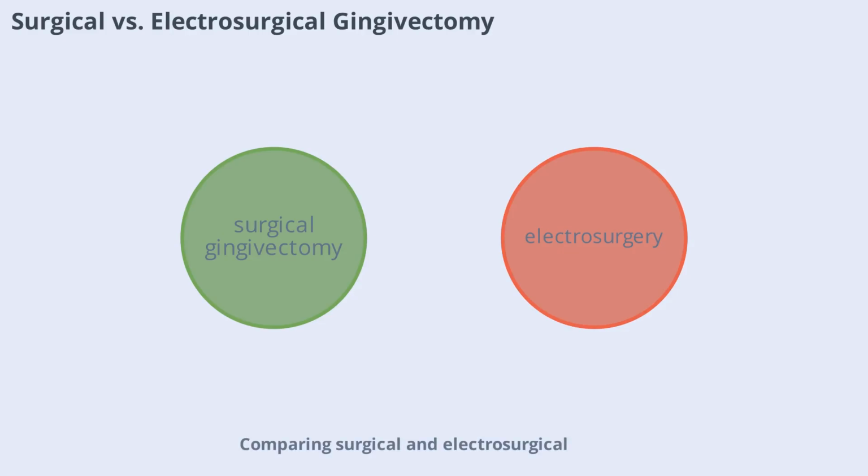Comparing surgical and electrosurgical gingivectomy highlights key differences. Surgical methods use manual instruments and are suitable for most patients, while electrosurgery offers better bleeding control but is contraindicated in some cases. Electrosurgery may also cause more tissue damage if not performed carefully. The choice depends on patient factors, clinical indications, and practitioner expertise.